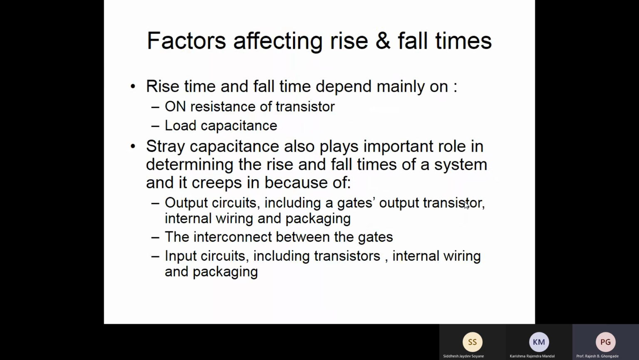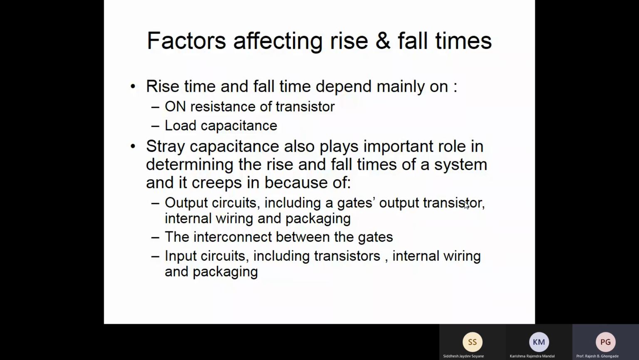What are the factors affecting the rise and the fall times? They depend on the on resistance of the transistor and the load capacitance. Now, this is predominant, let us say, in case of any device, but mostly in terms of the CMOS devices. In a MOS device, if you see the transistor, the P channel or the N channel MOSFETs, those were used. So it's a combination of PMOS and NMOS both. If you consider the technology of CMOS, in that case, the on resistance of the transistor comes into the picture, and at the same time the capacitance.